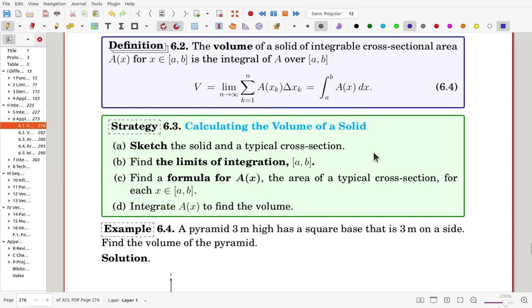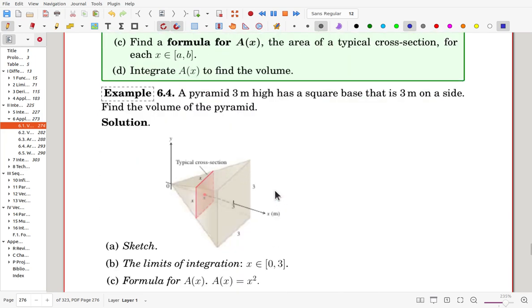Now, when you meet a problem of finding the volume of a solid, then you can use this strategy. First, sketch the solid and try to find the typical cross-section and find the limits of integration, the lower limit and upper limit. For each x over the interval, find a formula for the area A of x and integrate it over the interval to get the value.